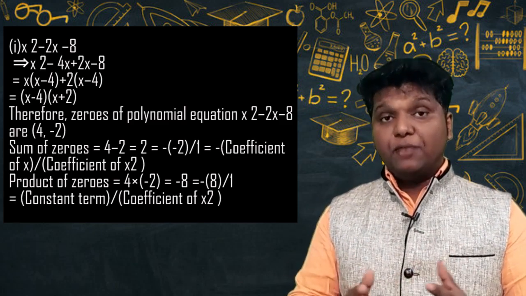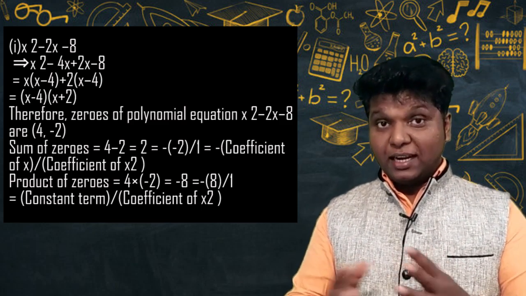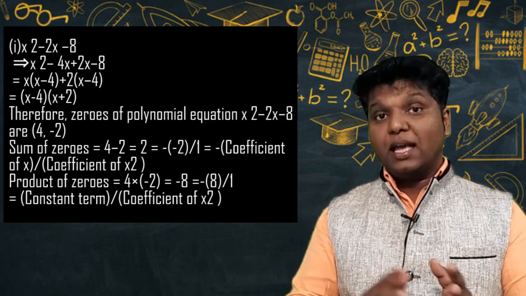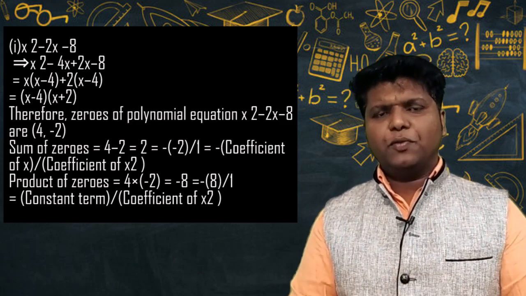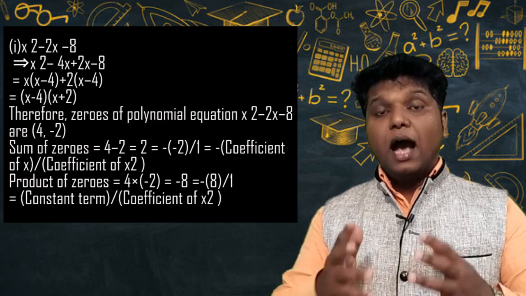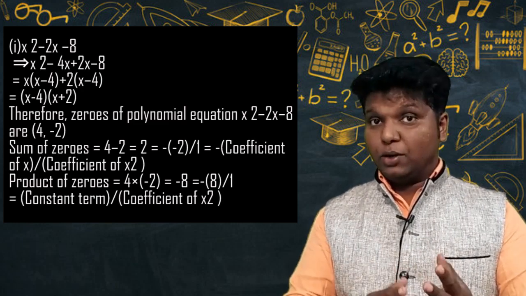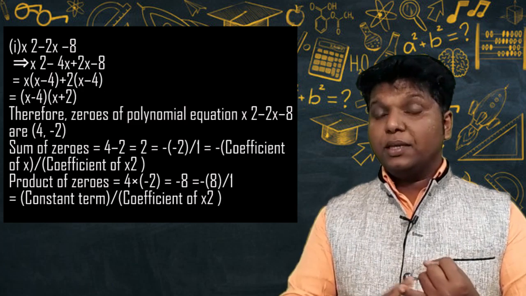Now let us verify the roots, right? Let us verify the relationship between the zeros and the coefficients. First of all, the sum of the roots. That means alpha plus beta is equal to, here what is your alpha? It is minus 2. What is your beta? It is 4.